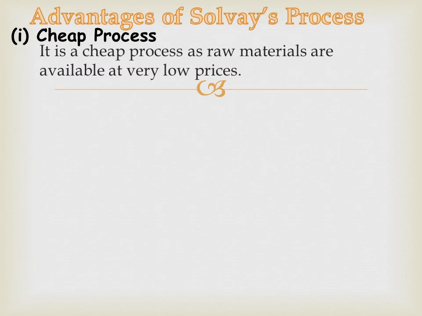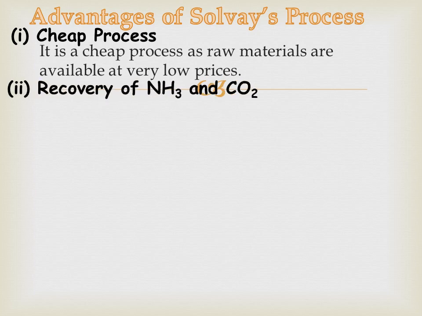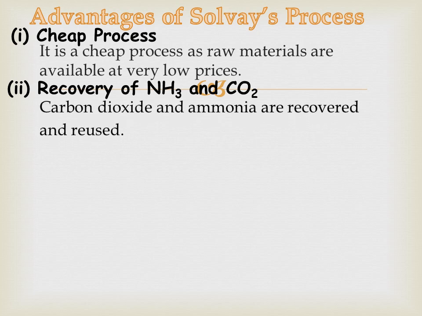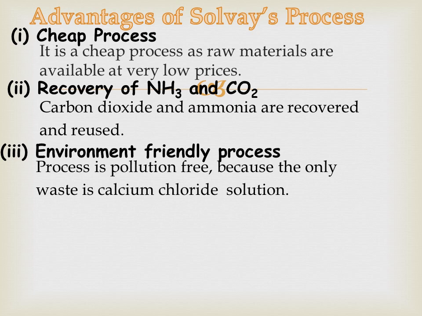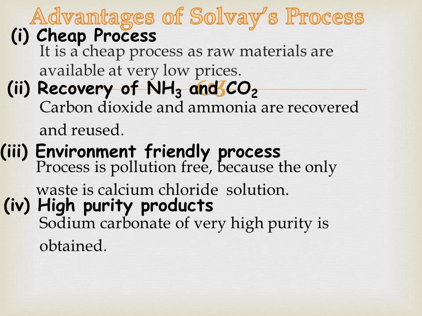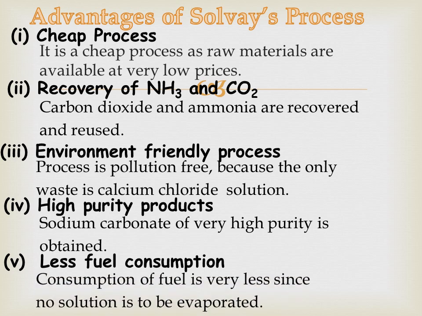As far as the advantages of the Solvay process are concerned, it's a very cheap process, and the raw materials, believe me, are very easily available and at low prices. Carbon dioxide and ammonia are recovered and reused. It is environment friendly, because there is no substance which is causing pollution. So it's a pollution free process, and the only waste is calcium chloride. High purity of sodium carbonate is obtained, and there is less fuel consumption, because there is nothing to be evaporated.